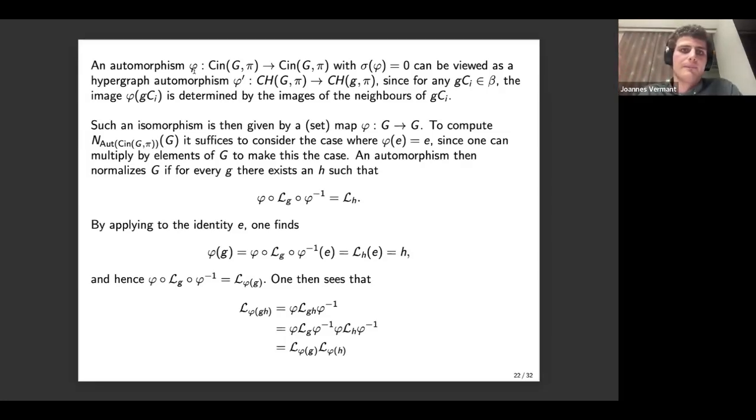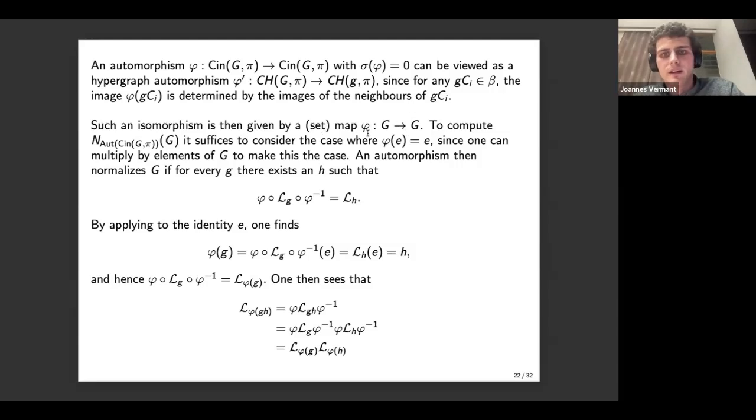Okay. So it's slightly easier to talk about these graph automorphisms as hypergraph automorphisms. So these automorphisms which don't swap the sides can be viewed as hypergraph automorphisms, since for any GCI in this part beta, the image is determined by the images of its neighbors. And then in this way, we can translate between these hypergraph automorphisms and the graph automorphisms which don't swap the sides. And these automorphisms are then given by a set map from G to G.